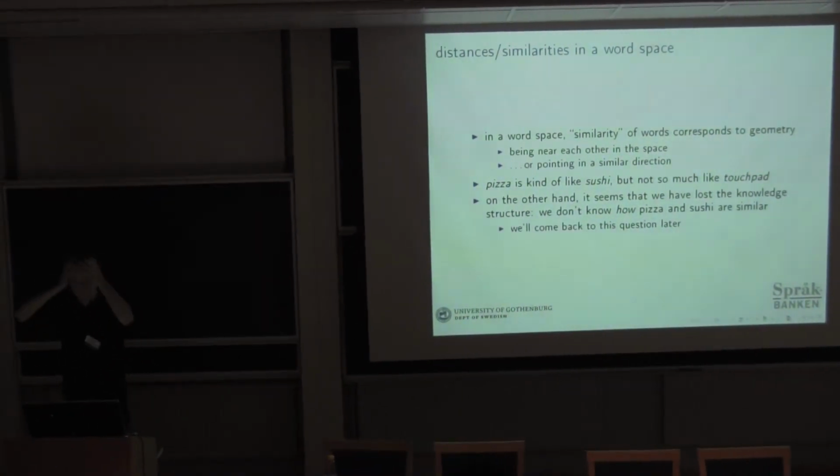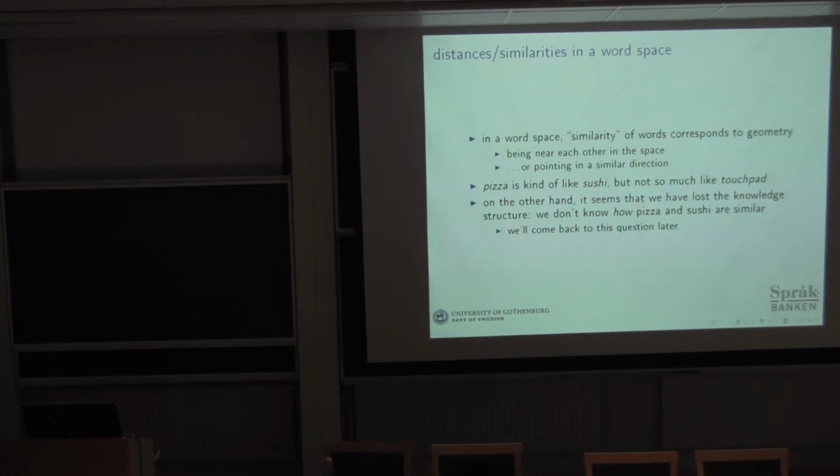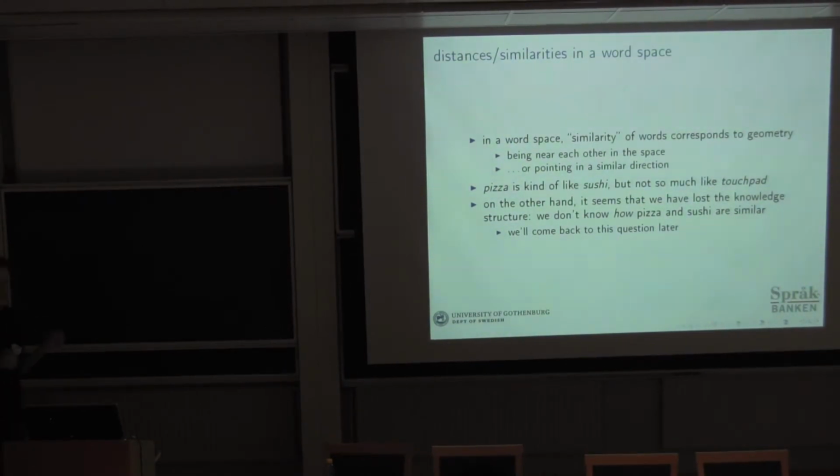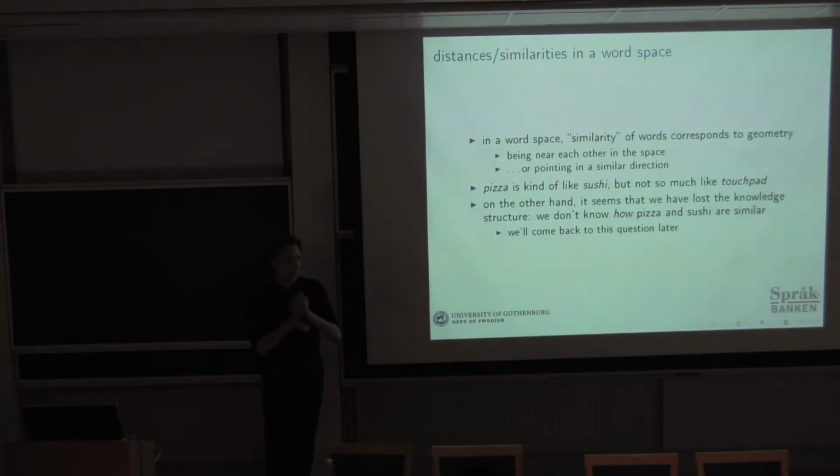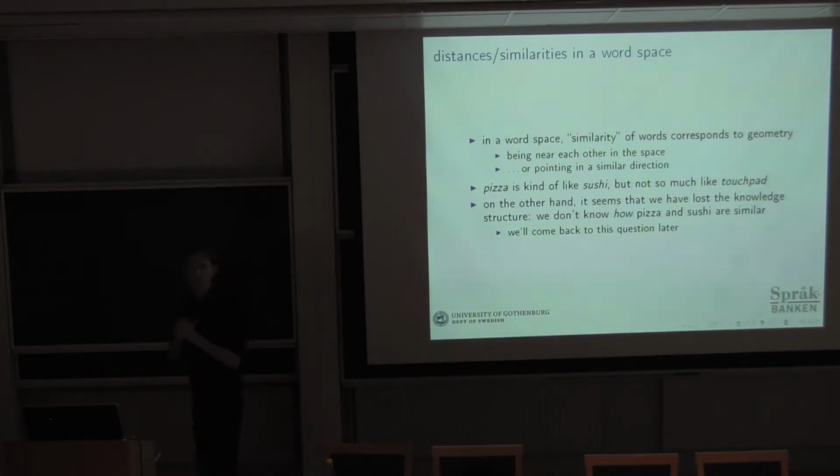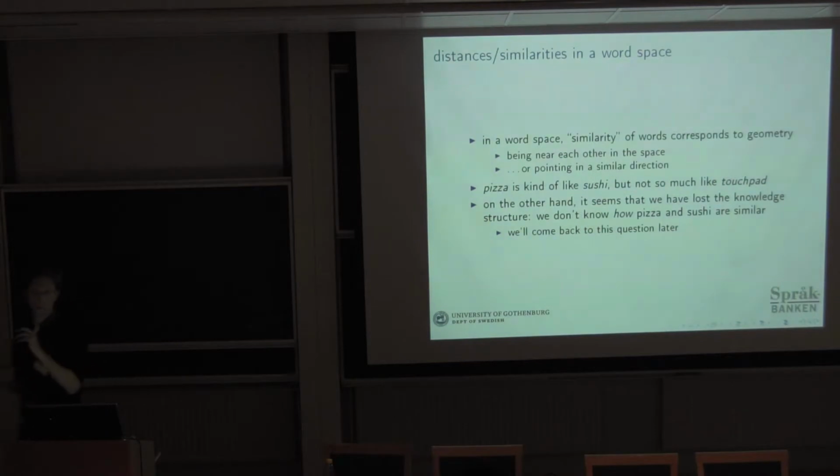Okay, so we have this intuitive notion of being similar, but we don't have the, let's say, detailed structure that we had in the hand-built ontology. We know that pizza and sushi are somehow similar, but we don't know that they are similar because they are both a kind of food. So we will come back to this idea later on.